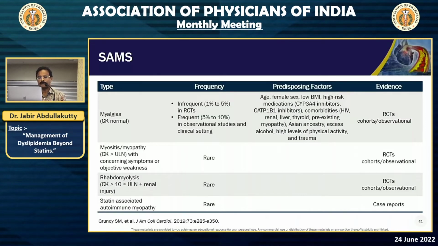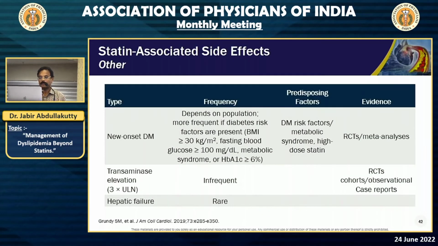Statin associated muscle symptoms. Myalgias are infrequent in RCTs, but very frequent in the observational studies. So that is why people think of this as a nocebo effect. It may not be a true myalgia. Myositis or myopathy, where the CK is more than upper limit of normal, is rare. Rhabdomyolysis we consider when the CK is more than 10 times the upper limit of normal. And another one is the statin associated autoimmune myopathy.